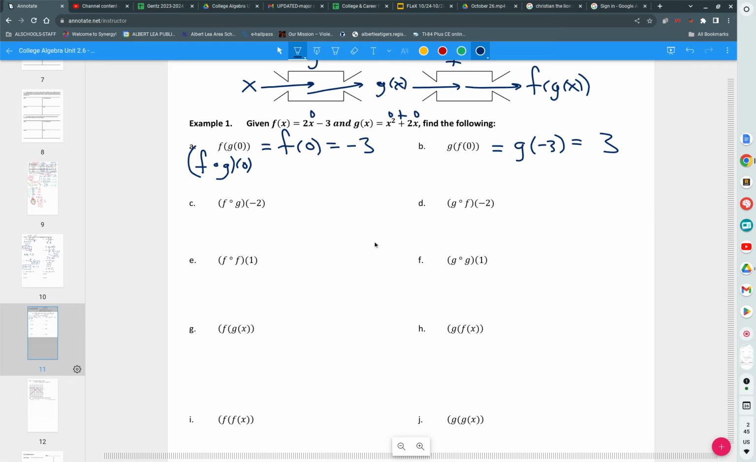Okay, we'll try a couple more examples together. If you see it written like this, that just means, again, that you take the -2 and you plug it into g first. If I plug in -2, I get -2 squared is 4, minus 4 is 0. So this expression here becomes f of 0. Now we'll determine f of 0 by plugging 0 in here, and we already see we get -3.